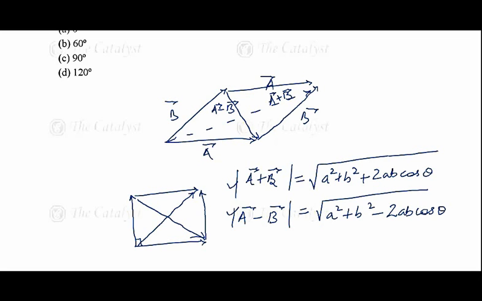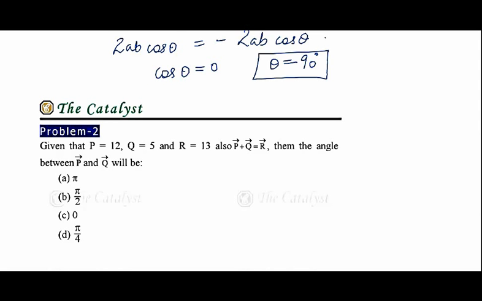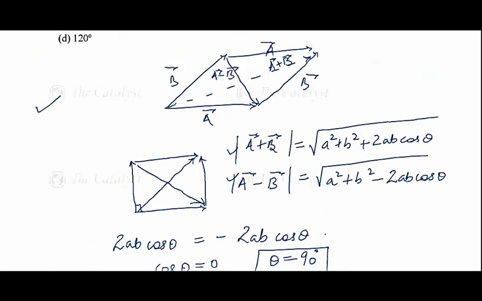Now if these two magnitudes are the same, it will mean that 2AB cos theta is equal to minus 2AB cos theta, right? Which means that cos theta should be 0 or theta should be 90 degrees, right? So among the four options, option C is correct.